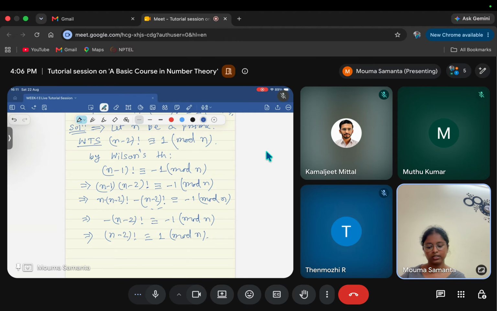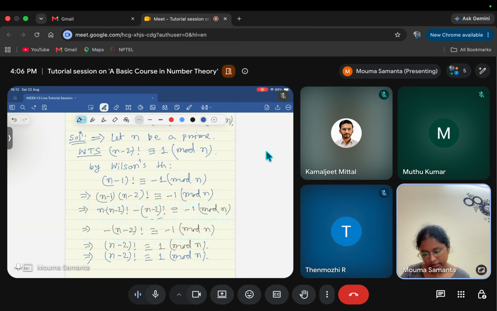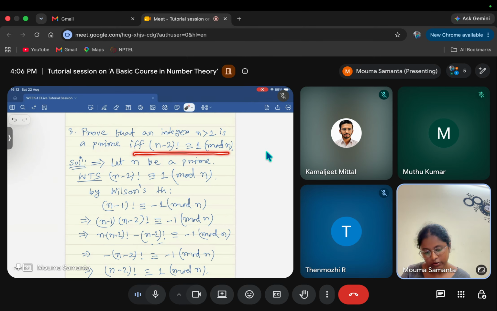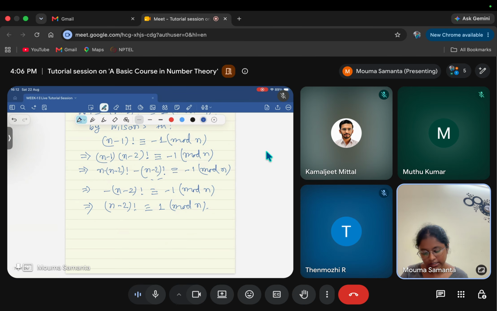So this is just an application of Wilson's theorem. So we have this term, this is congruent to 1 mod n. Now to show the reverse direction, this reverse direction is something tricky.